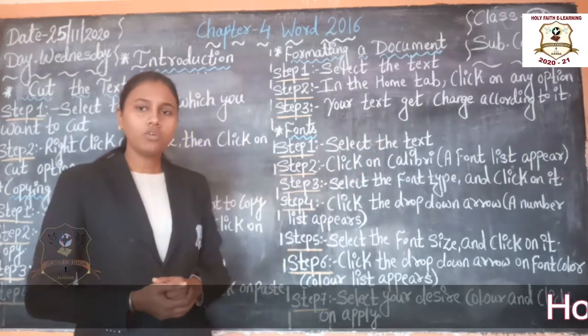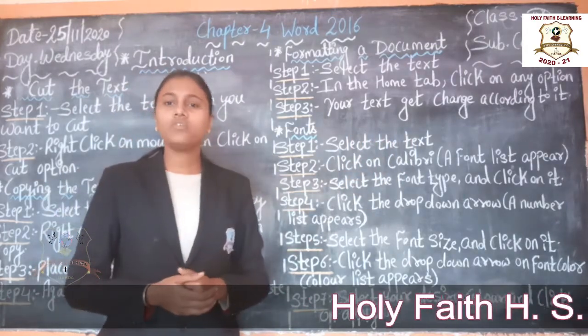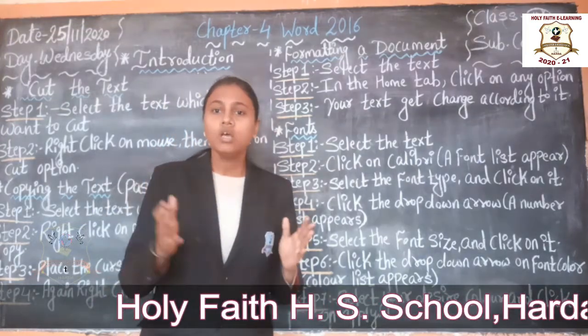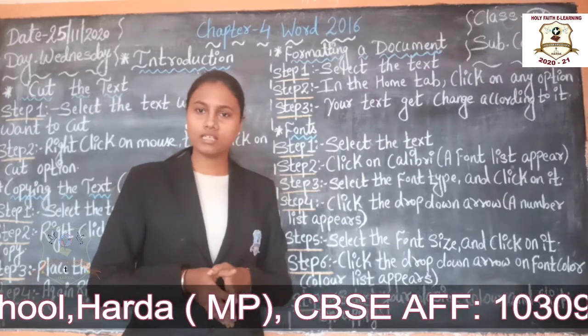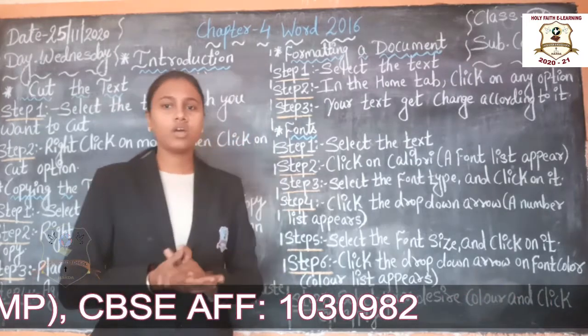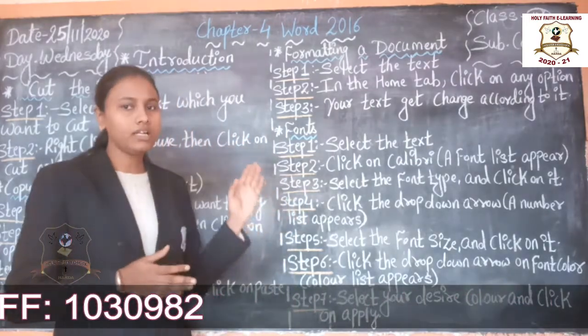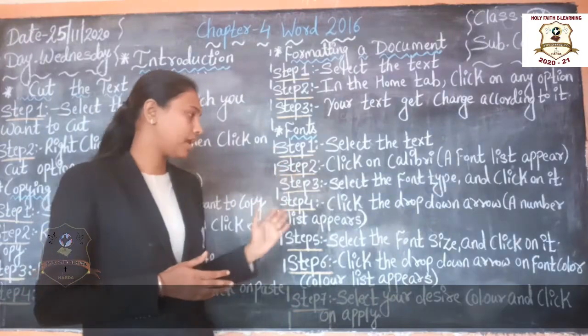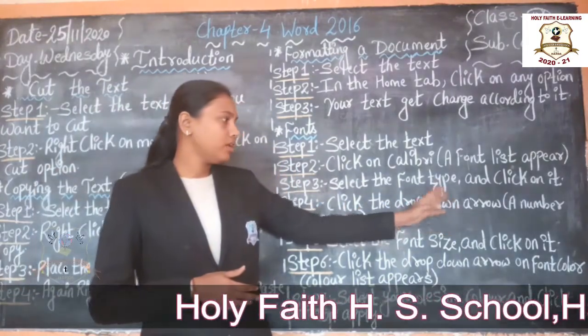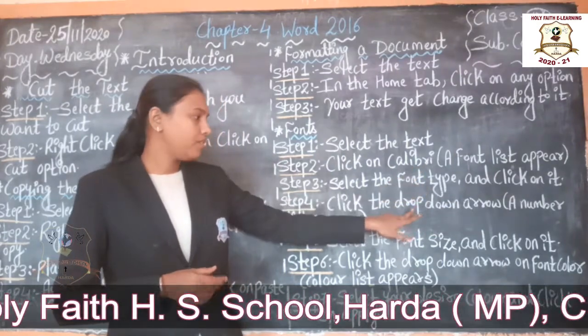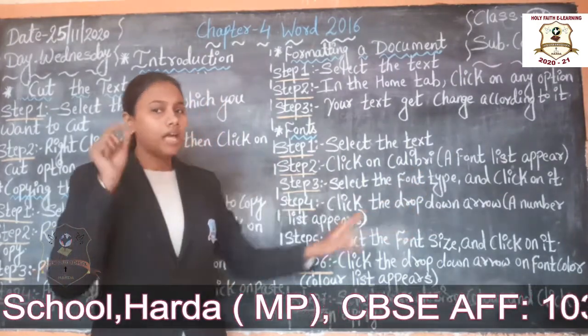Now for changing the size. If you want your text to be bigger or smaller, you can change the font size also. For that, you have to select the text. Once the text is selected, click on the drop down arrow. In the Calibri box there will be one drop down arrow. Then you have to click it.